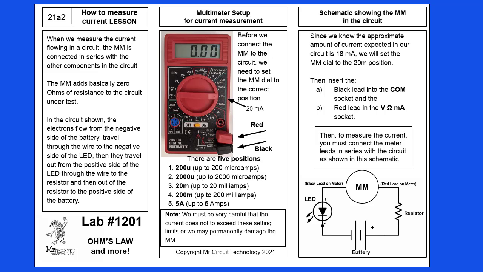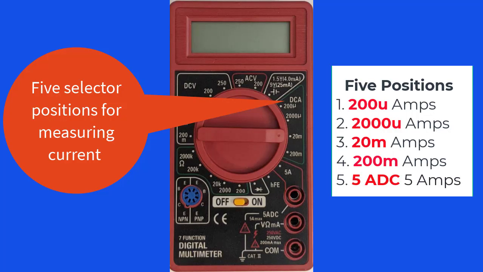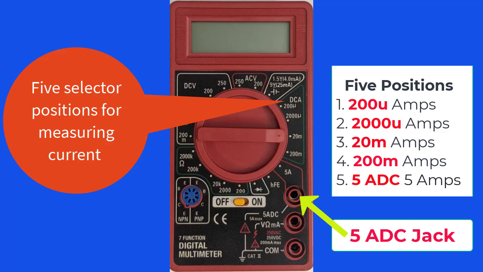Now that you're a little more familiar with the terms amps, milliamps, and microamps, let's talk about how to measure current with a digital multimeter. On this digital multimeter, there are 5 different selector positions for measuring current. The selections are 200 microamps, 2,000 microamps, 20 milliamps, 200 milliamps, and 5 ADC. ADC stands for amps direct current. Note that to measure 5 amps, you have to move the red plug to the 5 ADC jack.